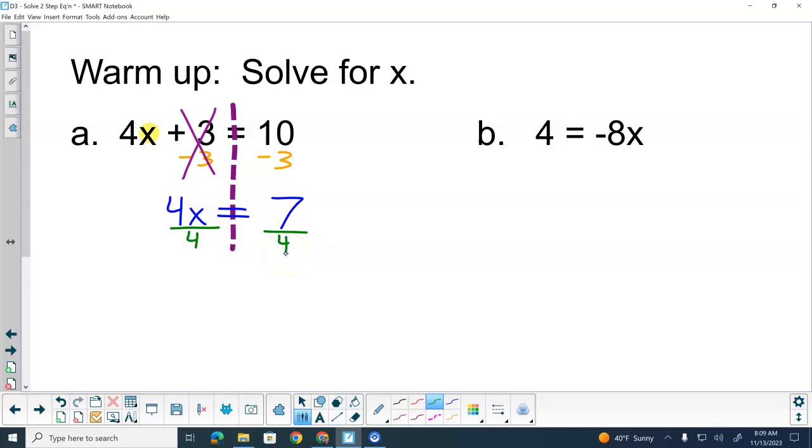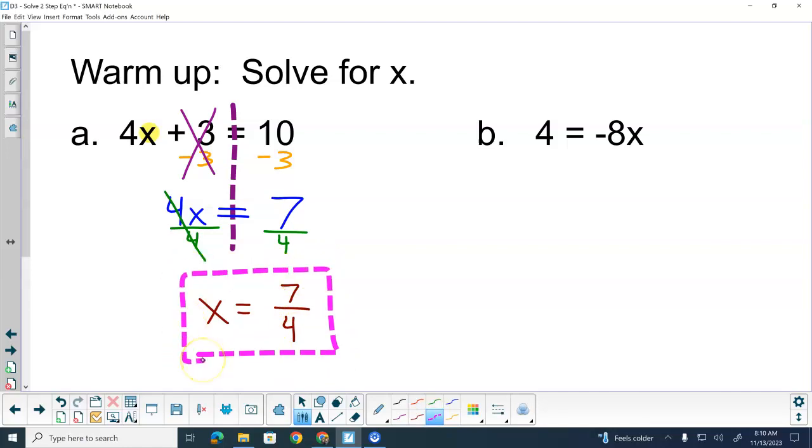Does 7/4 reduce? Does 7 divided by 4 reduce? No, there's no factor that goes into 7 and 4, so we are going to leave it as 7/4. Okay? No mixed numbers. Why do we not want mixed numbers? Oops, I jumped ahead of what I was supposed to do.